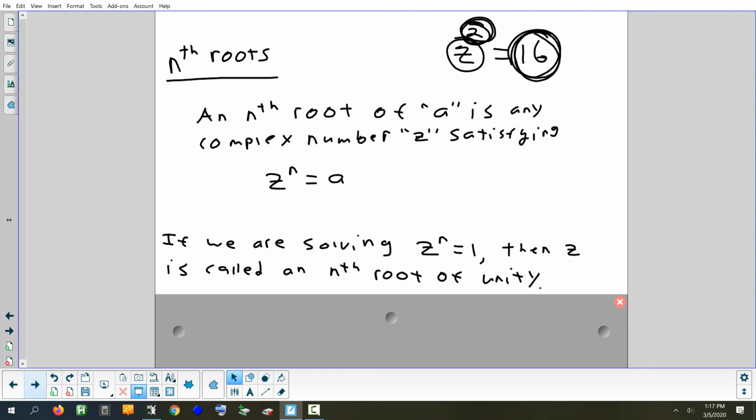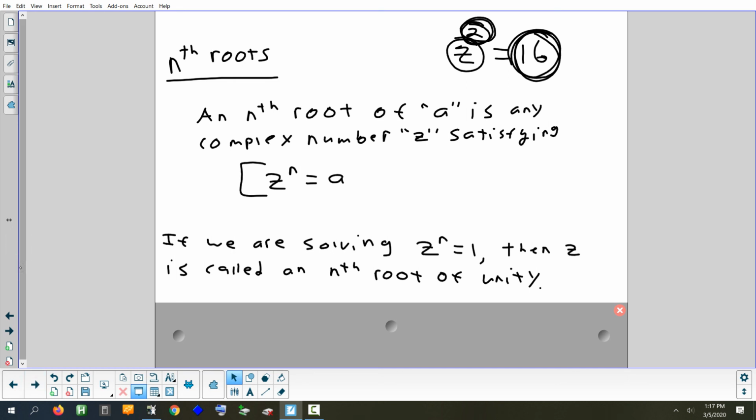Now, one special thing that you might see, kind of off to the side: if you ever see in the book the directions, find the square root of unity. Unity is just a fancy way of saying 1. I usually just say 1. But if you see that direction, now you know what it means. Find the third root of unity means find the cube roots of 1. Okay. So, first step, set up that equation.